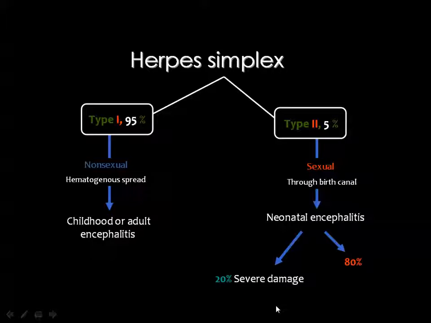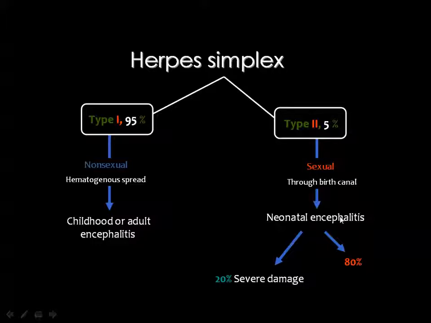Then herpes simplex is one of the viruses responsible for encephalitis. There are two main types. Type 1, which is very common, represents about 95% of the cases. This is transmitted non-sexually through the hematogenous spread and usually affects the children and adults. But the fatal type, which is type 2, is rare, 5% of cases, sexually transmitted through the birth canal.